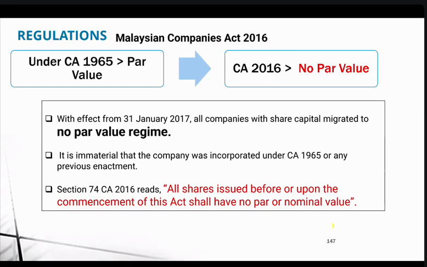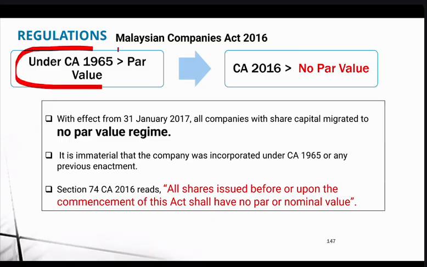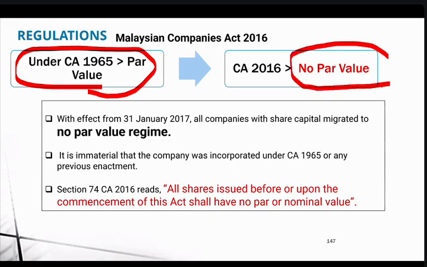Next one is par value. That used to exist. For shares, we used the par value concept. But from 2016 onwards, our shares are based on no par value. We call it NPV. Yeah, NPV, not net present value.